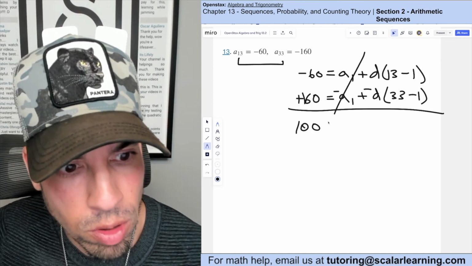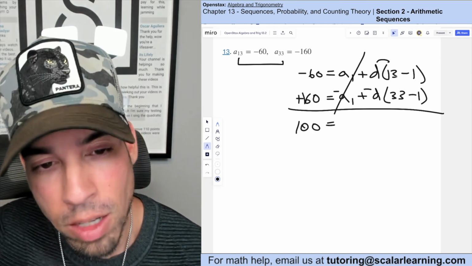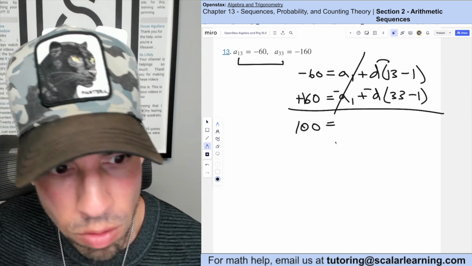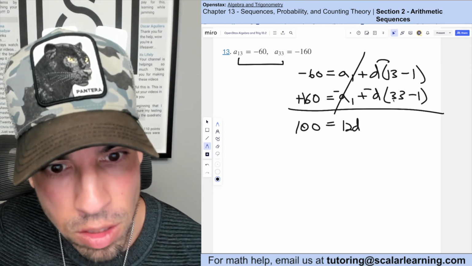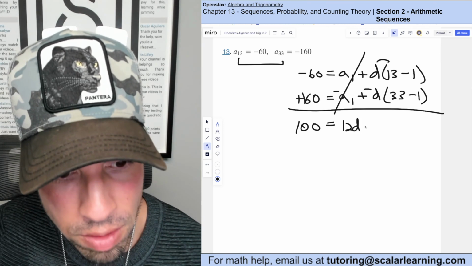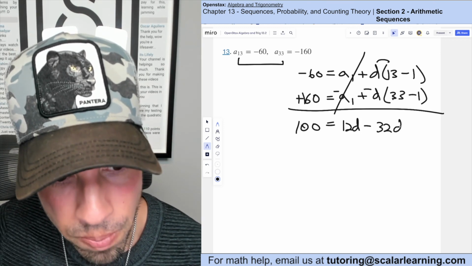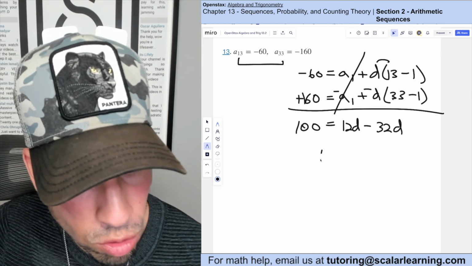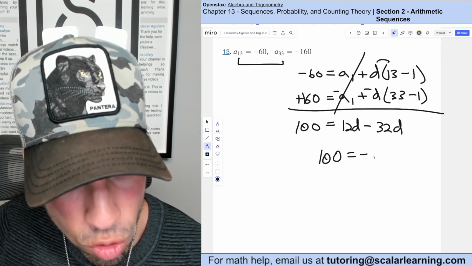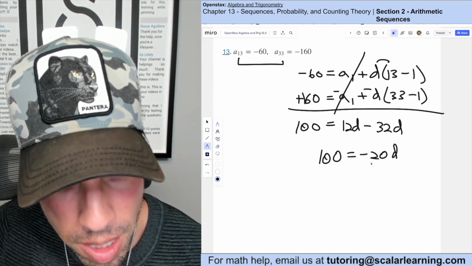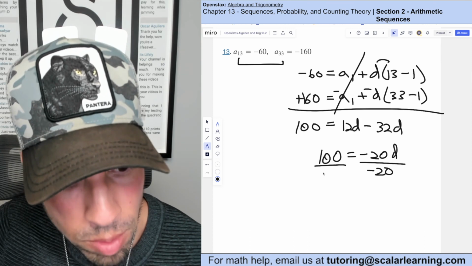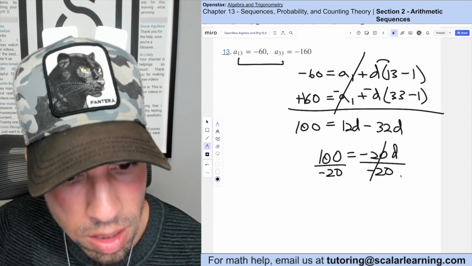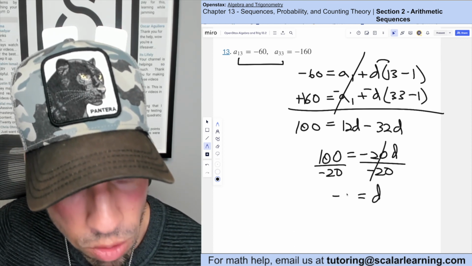Let's go ahead and distribute these d's here. Not really much to distribute. 13 minus 1 is 12 times d is 12d. This is 32 times negative d is minus 32d. Now we get 12d minus 32d is negative 20d. Divide by negative 20, and we get the common difference is -5. Okay, so there's our common difference.